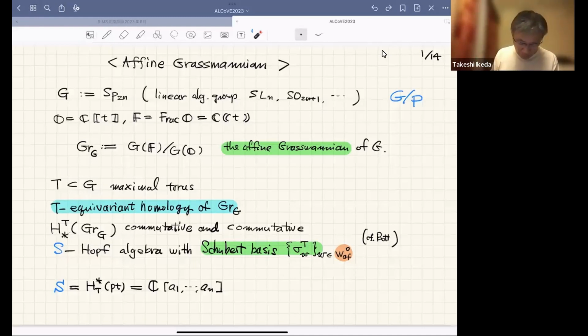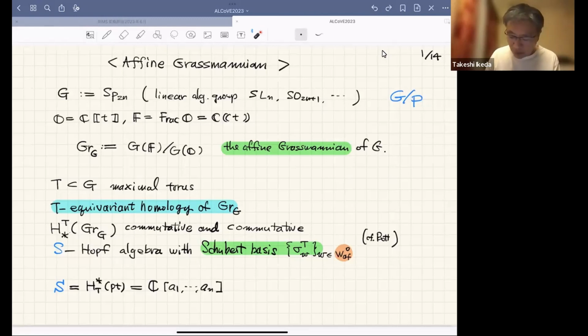So this is an analog of G mod P in an infinite dimensional setting with some particularly good properties. So let me explain this. This is an infinite set that parameterizes the Schubert basis of our ring.